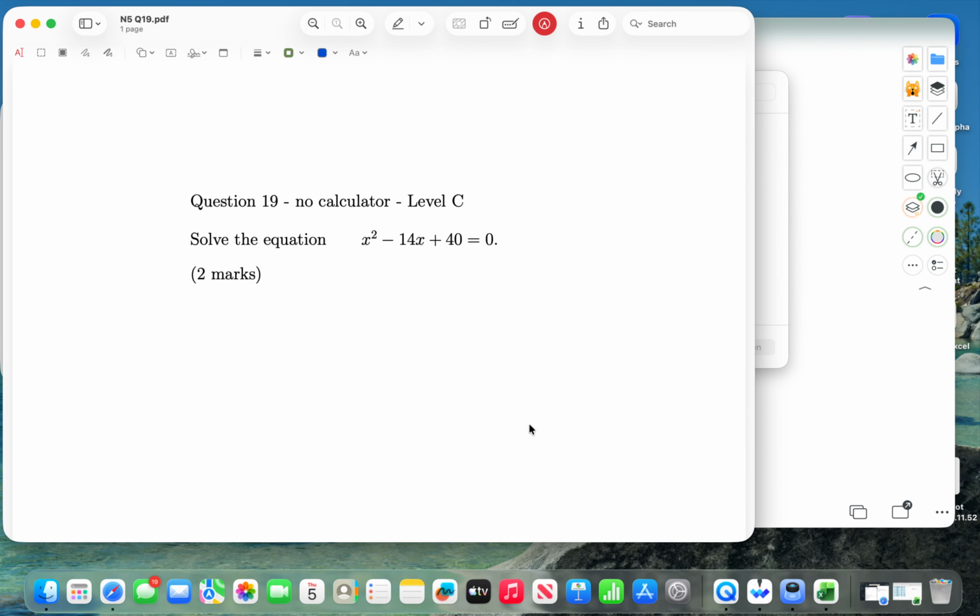We have a quadratic equation and we have to solve it without the use of a calculator. There's two methods you can use. Most people would factorize it, but you can also use the quadratic formula. So if you want to pause the video and attempt it yourself, then go ahead, but I will continue.